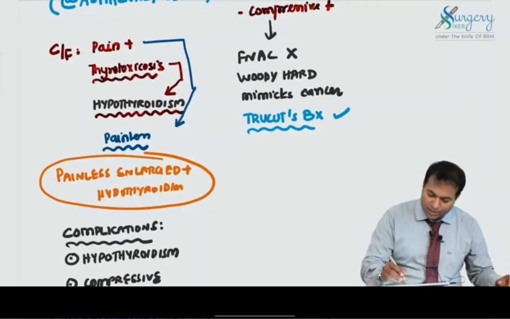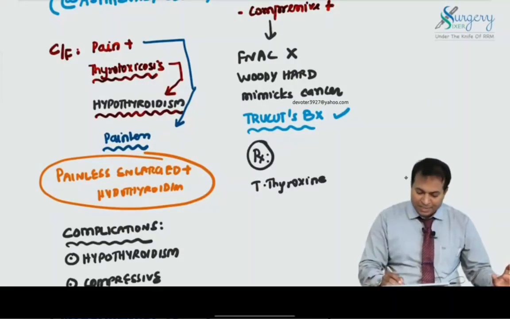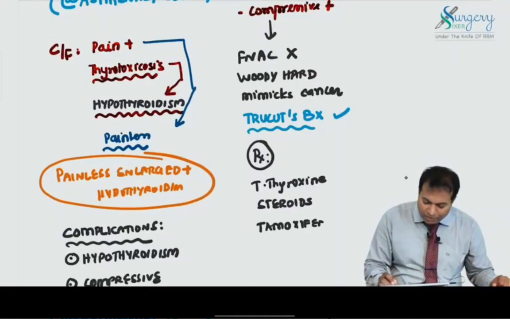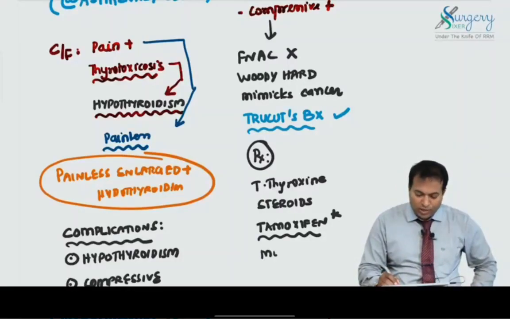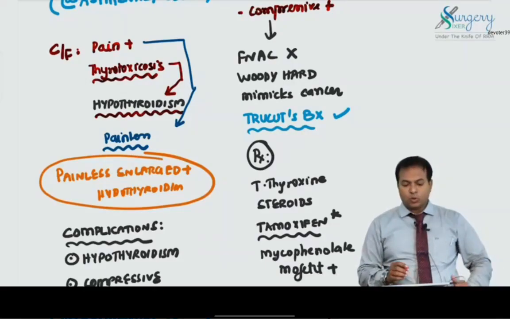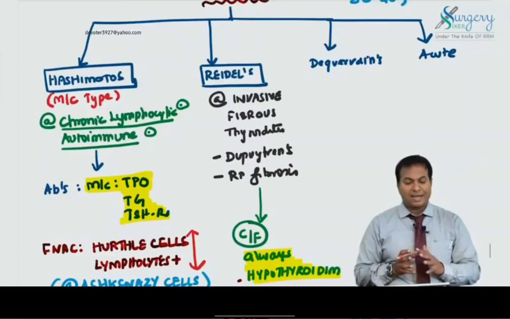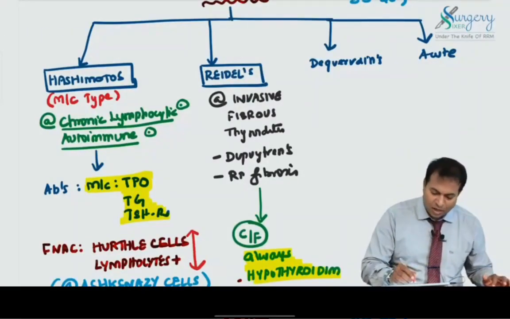So the treatment of Riedel's: tablet thyroxine, because they are hypothyroid, no doubt. Steroids are found to be a little beneficial. An interesting point is that anti-estrogens like tamoxifen are found to have some benefit, and a recent drug, mycophenolate mofetil, is also beneficial. So the drugs used in Riedel's thyroiditis are thyroxine, steroids, tamoxifen and mycophenolate mofetil. Please remember the interesting point that Riedel's is always hypothyroid.